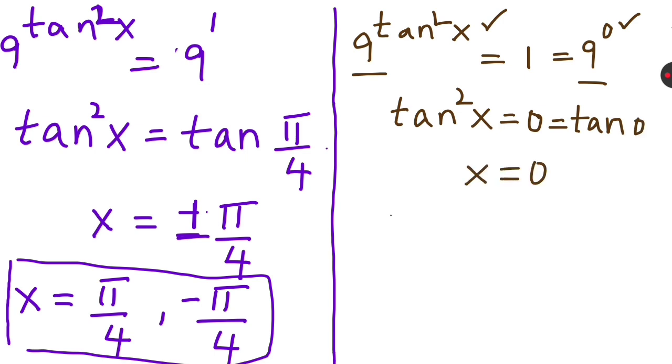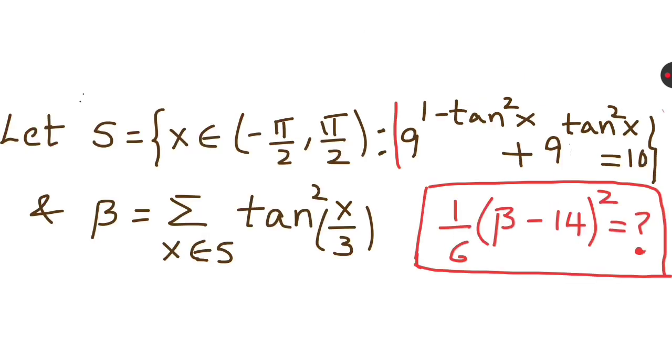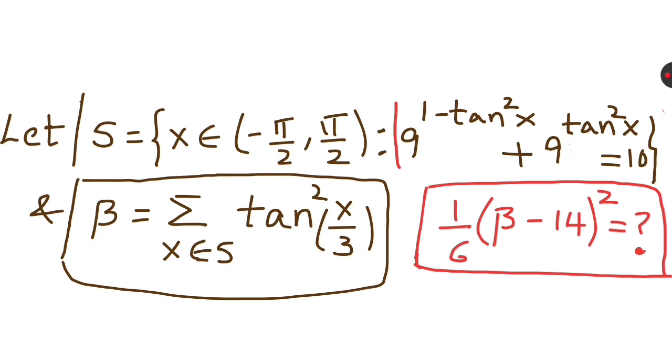So what are the x values? The x values are 0, plus pi by 4, minus pi by 4. Using the given set S, we found out the values of x. Now we have to use the beta. How do they define the beta? The beta they defined as the summation over x belonging to S of tan square x over 3.